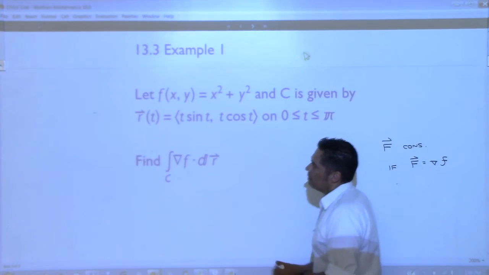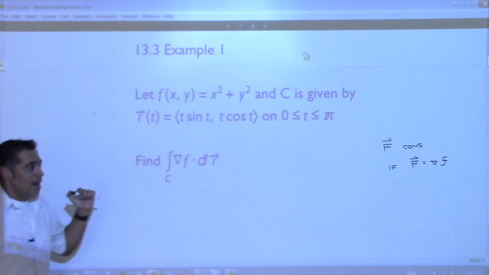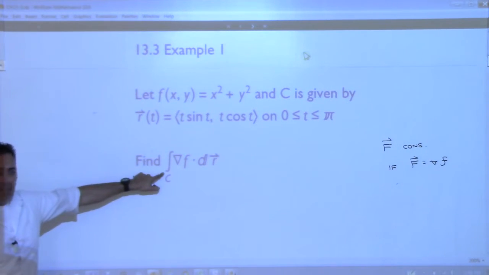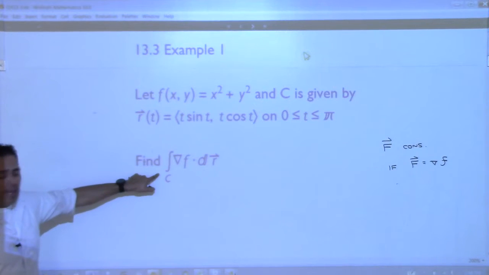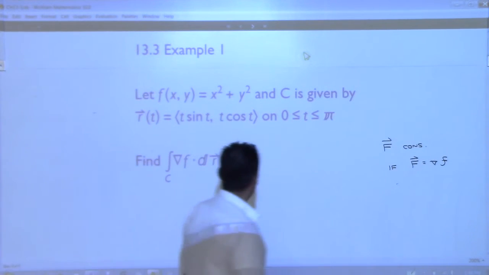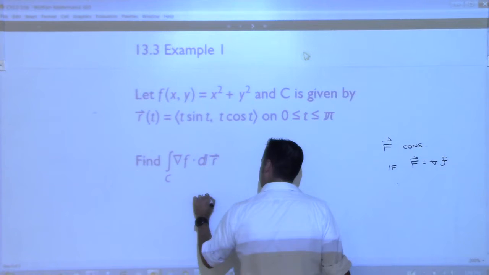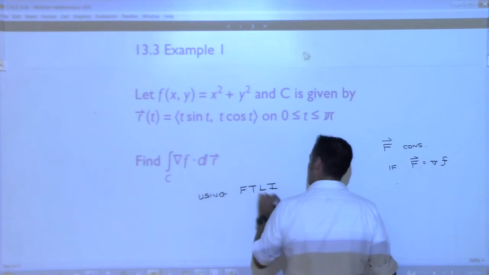So on a take-home test that you might have, I might ask you to calculate this. And you might do it a very hard way, or you might do it a very easy way. The hard way, I think, is almost impossible, if not, it's very time-consuming. So we are going to use the fundamental theorem of line integrals right now.